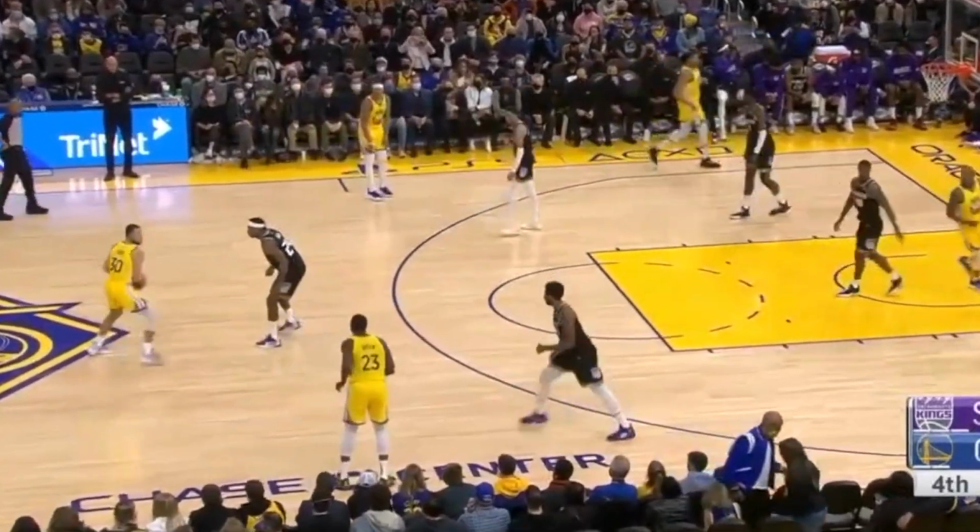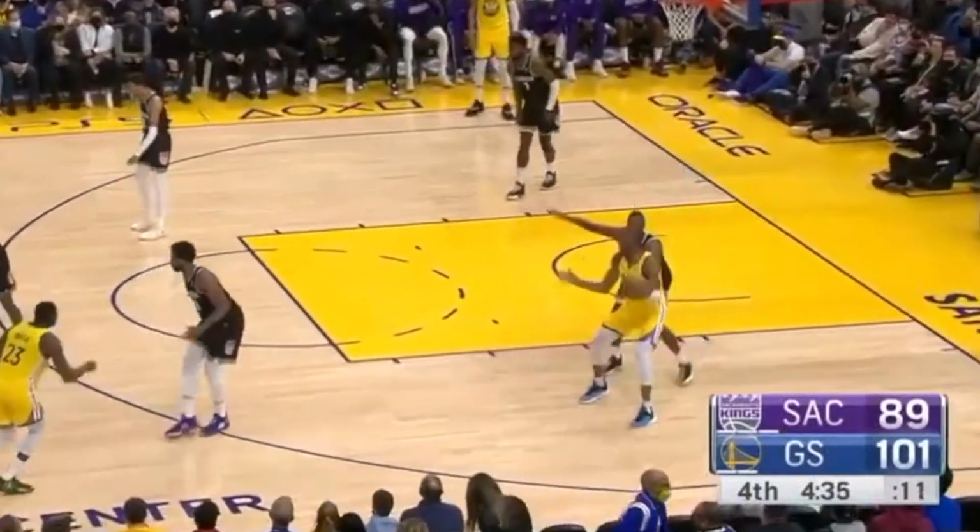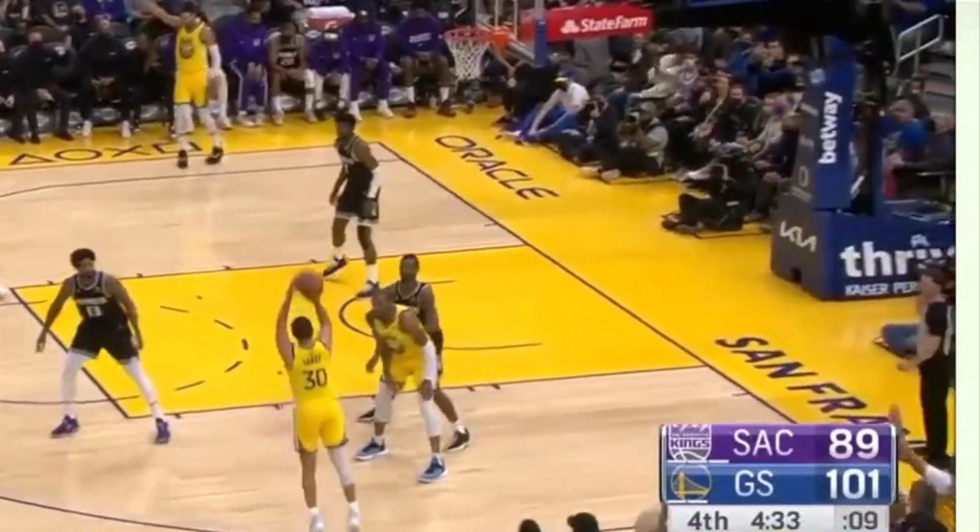The Golden State Warriors are a team that historically excels at half-court offense. They know how to run plays. They can work the ball around the court trying to get an open man with a clean look.